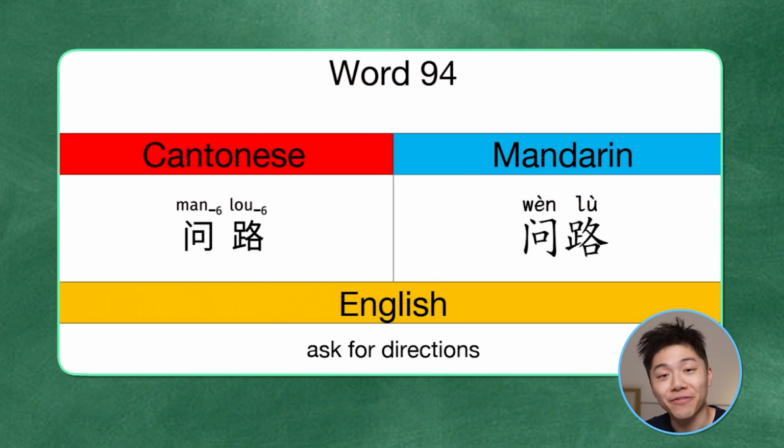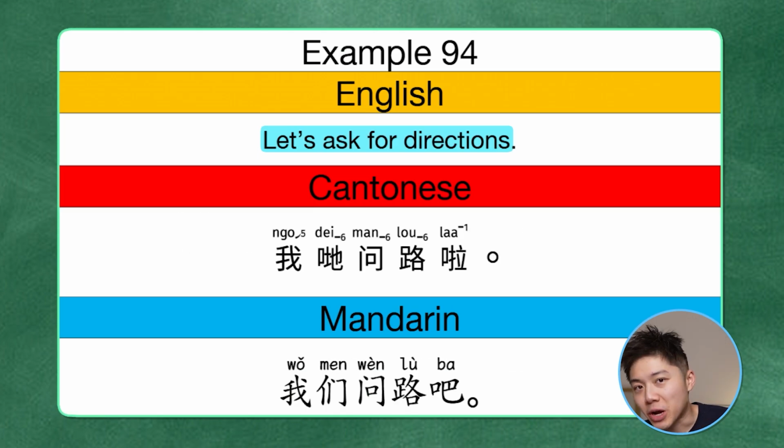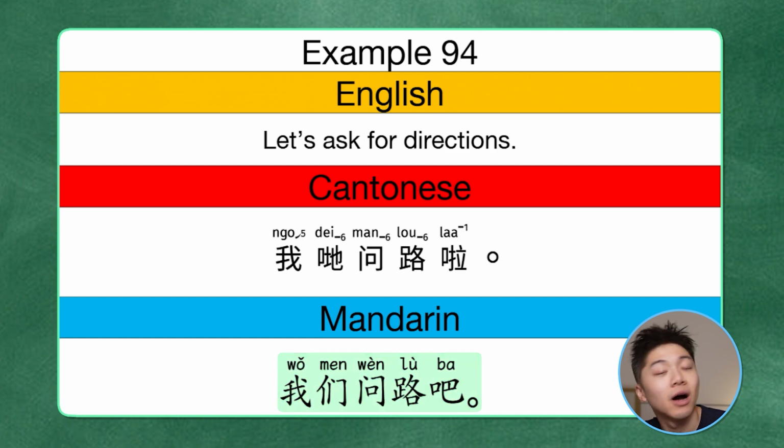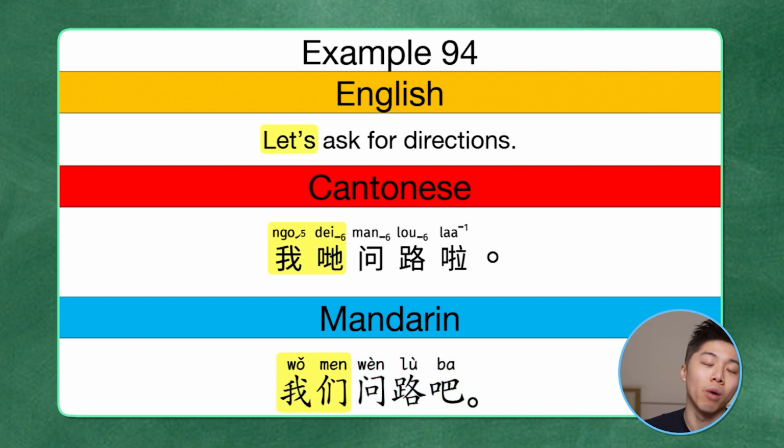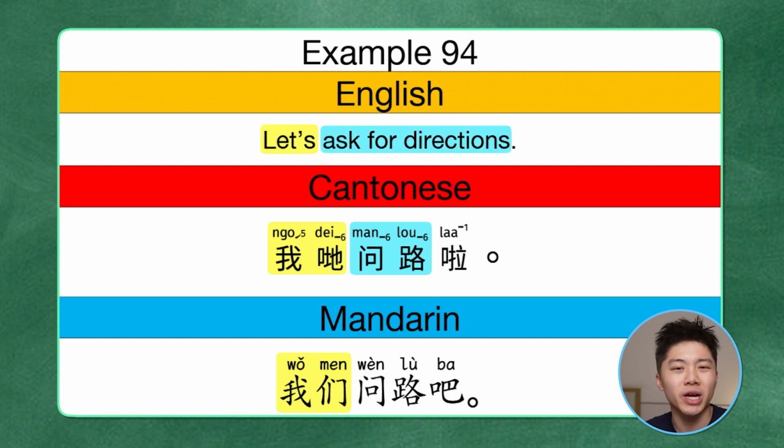But next we have 94, ask for directions. We're so close, guys. 問路 in Mandarin, 問路. Literally, 問 means to ask, lo means the road. So ask road, ask directions. Let's ask for directions. In Cantonese, 我哋問路啦. In Mandarin, 我們問路吧. 我哋 is we, in Mandarin 我們. 問路 means ask for directions, ask the road.